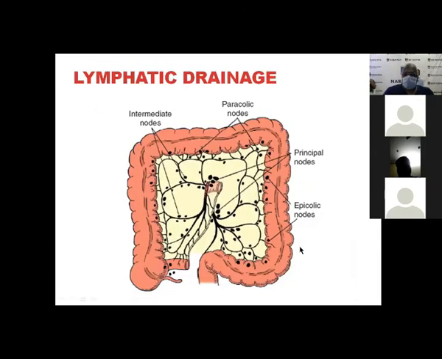Lymphatic drainage. You've got epicolic nodes, paracolic nodes, intermediate nodes, and principal nodes. Very easy to remember. Epicolic means on the colon. Paracolic means on the Drummond. Intermediate is along the branches of the vessels, the tributaries. Then the principal node is at the origin. Nowadays, there's a question about removing the principal node. They say principal node involvement is a stage 4 disease, and it's no longer helpful in clearance. That's what they say. But still we go ahead and do it.